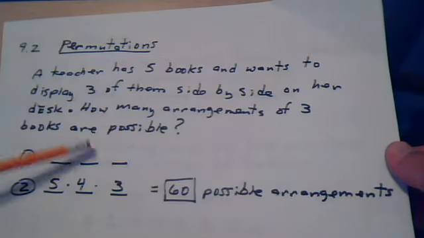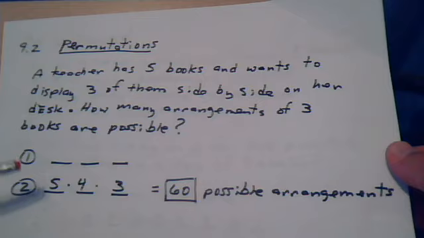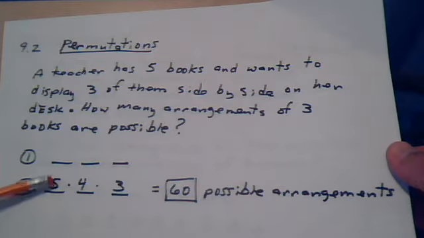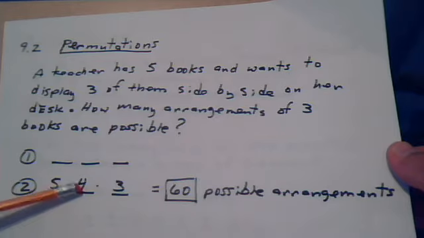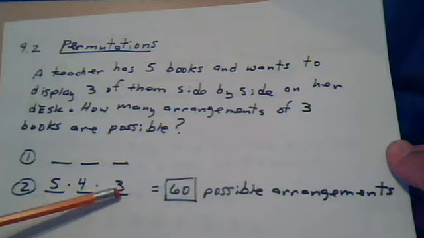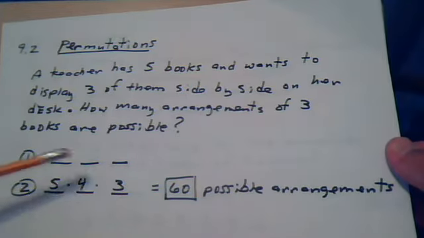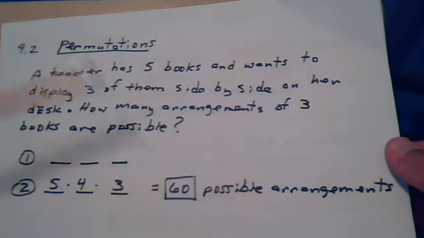So we have the 3 positions for the 3 books. You're going to make the assignment for the first position. There's 5 books that can take this position. But once you assign the book to this position, there's only 4 books left for the second position. And once you make assignments for the first 2 books, there's only 3 books left to assign to this position. Multiply them, you get 60 possible arrangements.